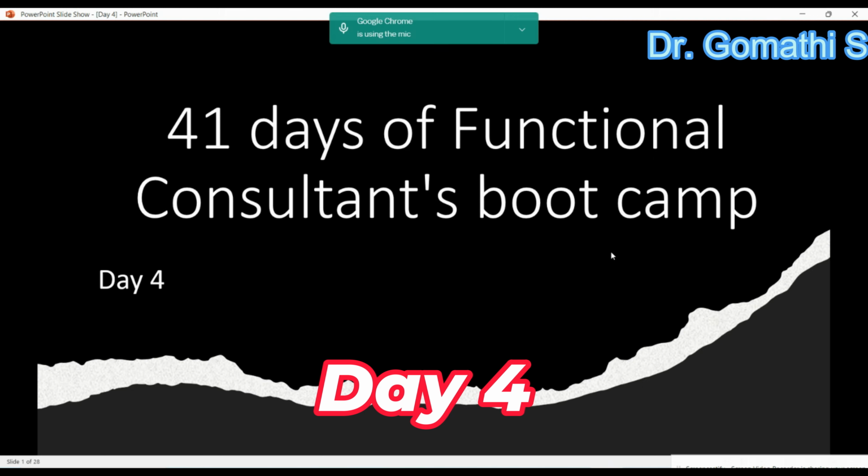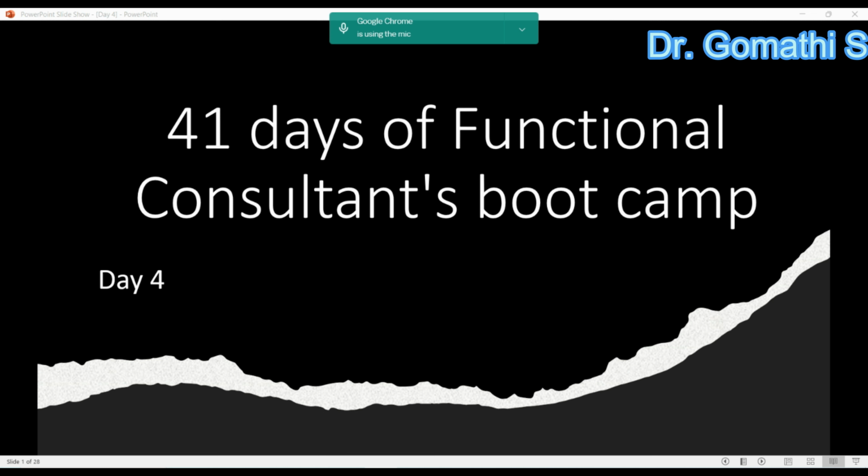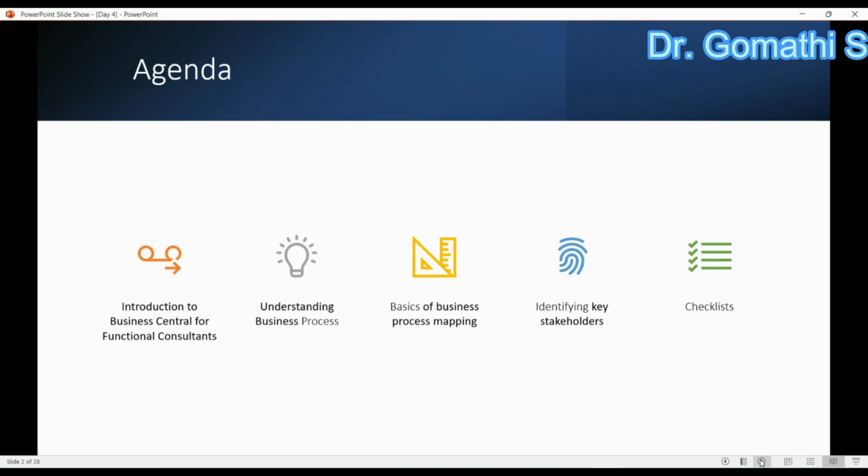We are in day 4, and today we are going to discuss something more about a Business Central functional consultant. So, we'll be discussing the business process. I'll be showing you the agenda for today, that is introduction to Business Central functional consultant, understanding business process, basics of business process mapping, identifying key stakeholders, and important checklist.